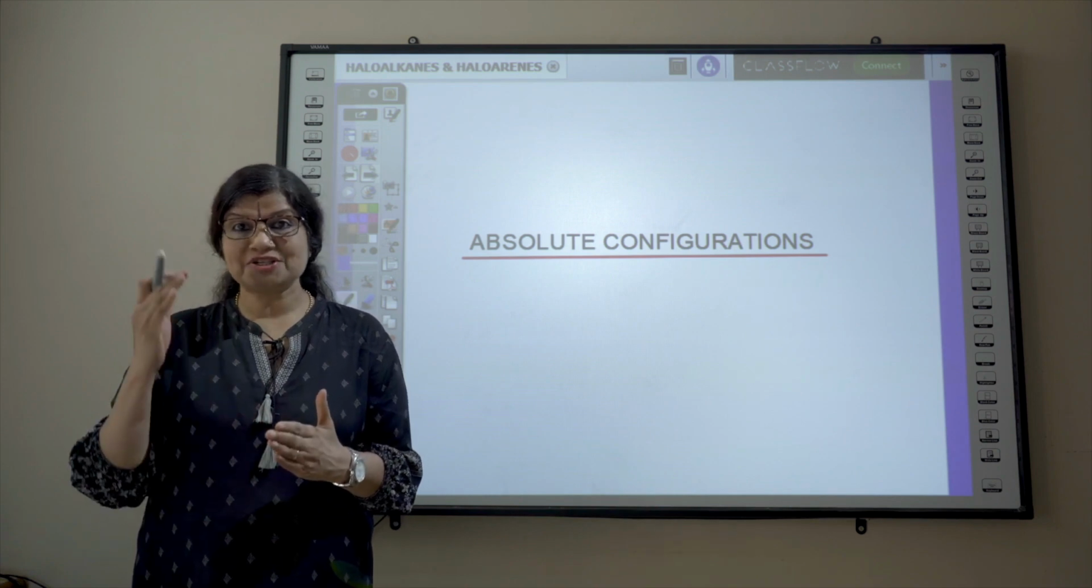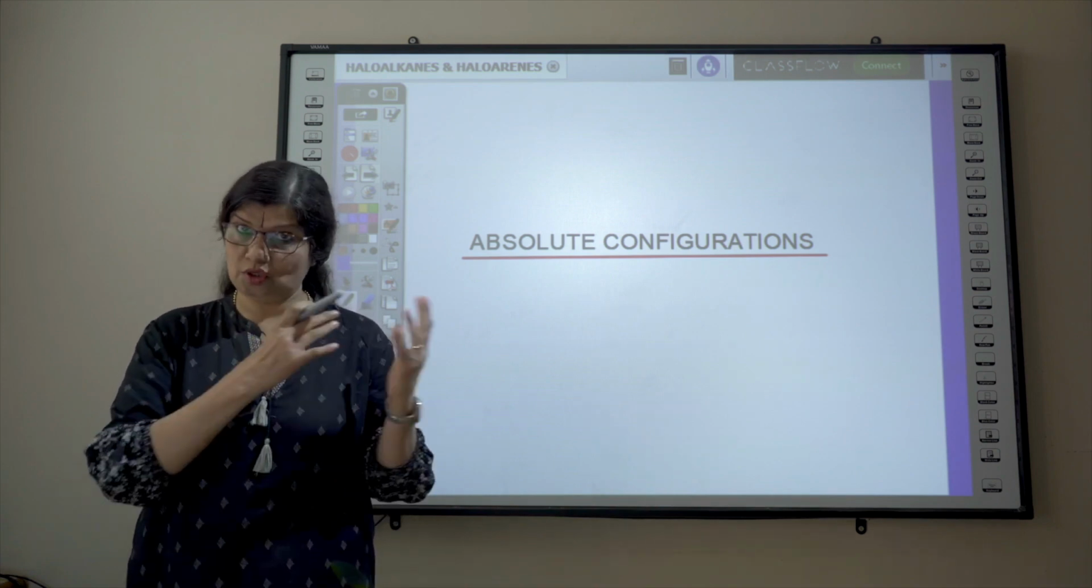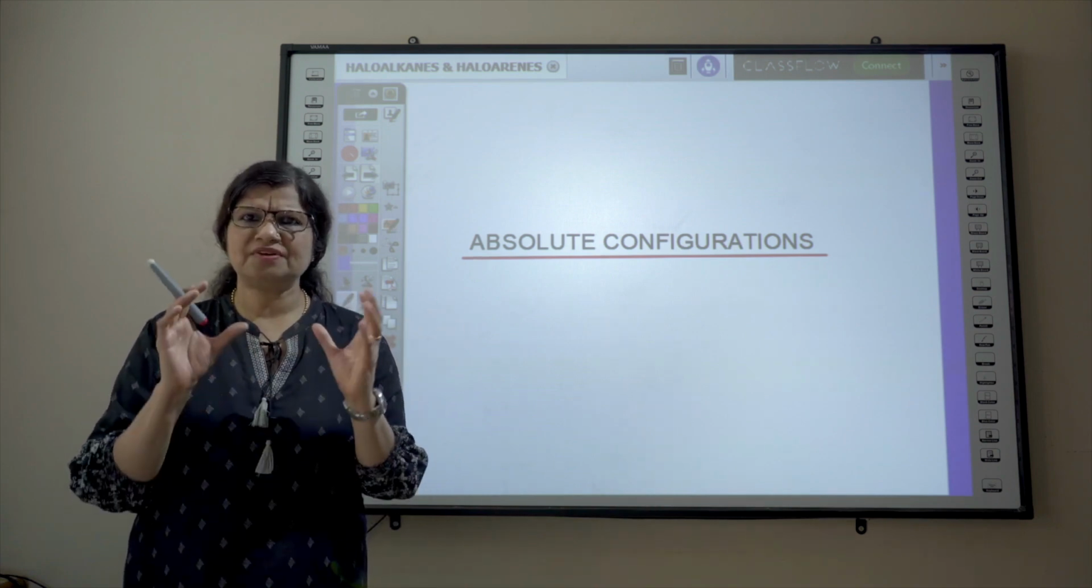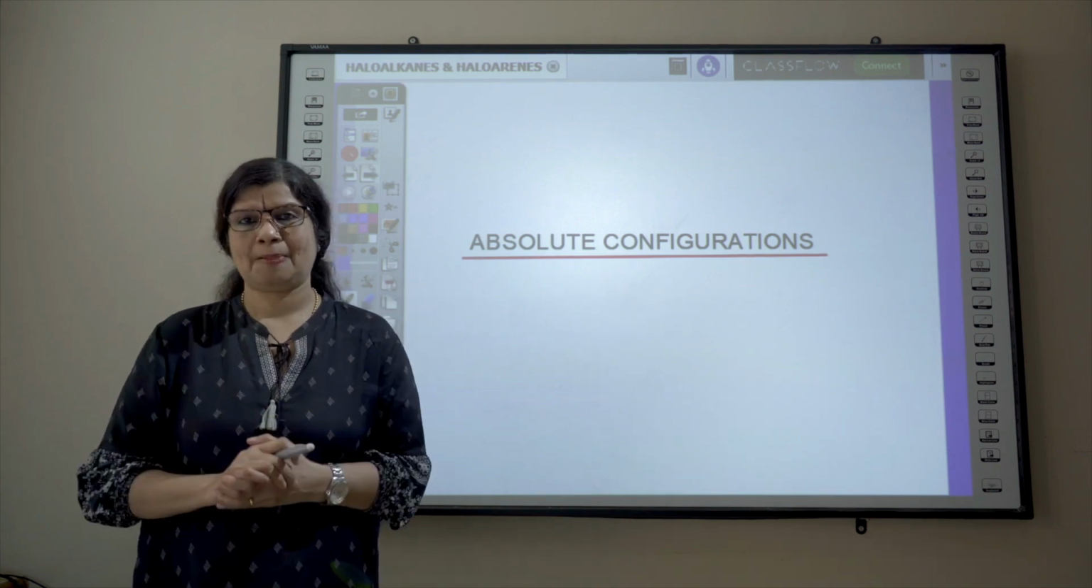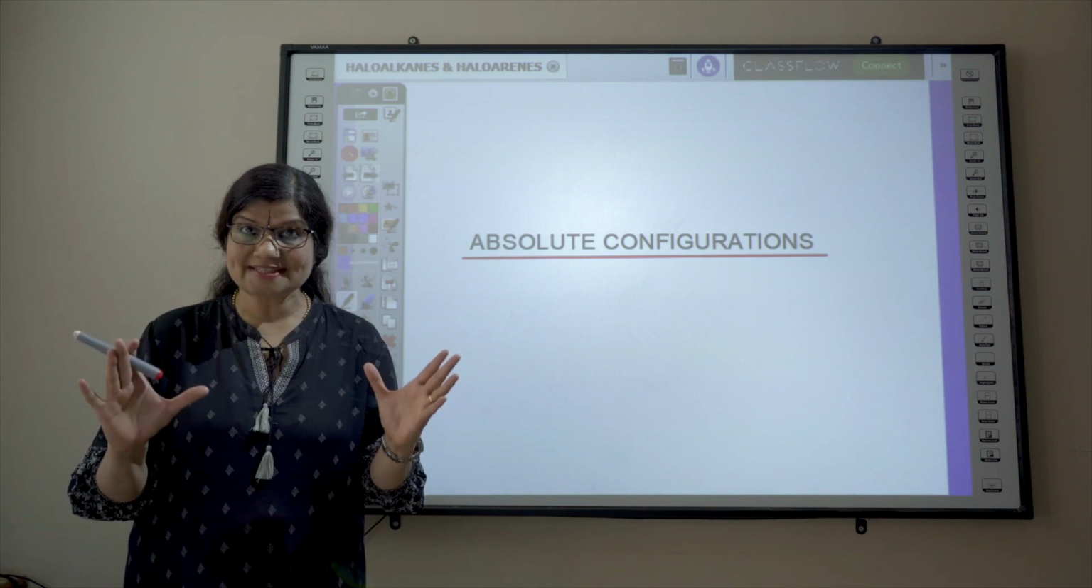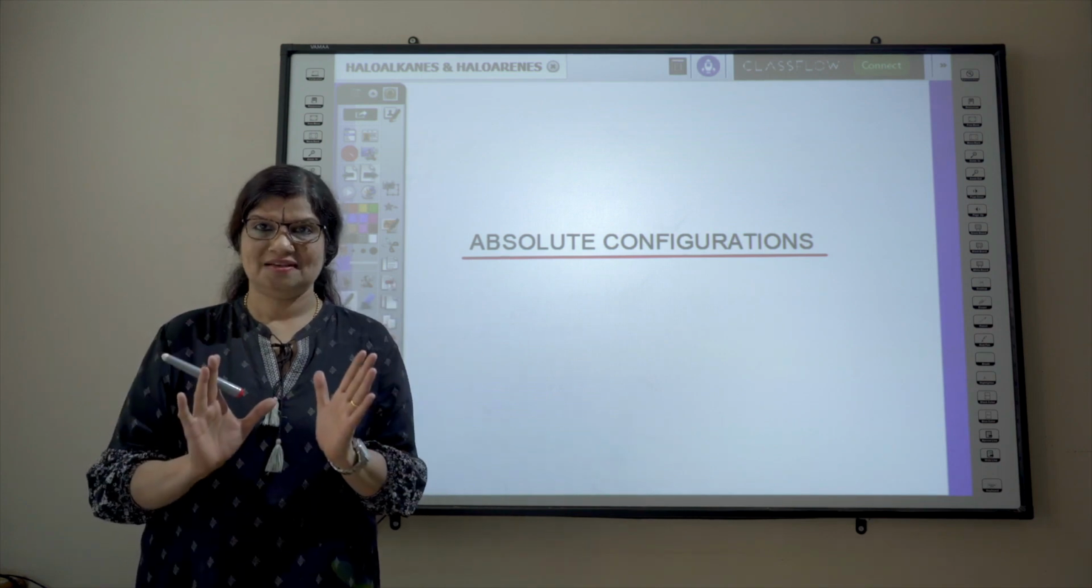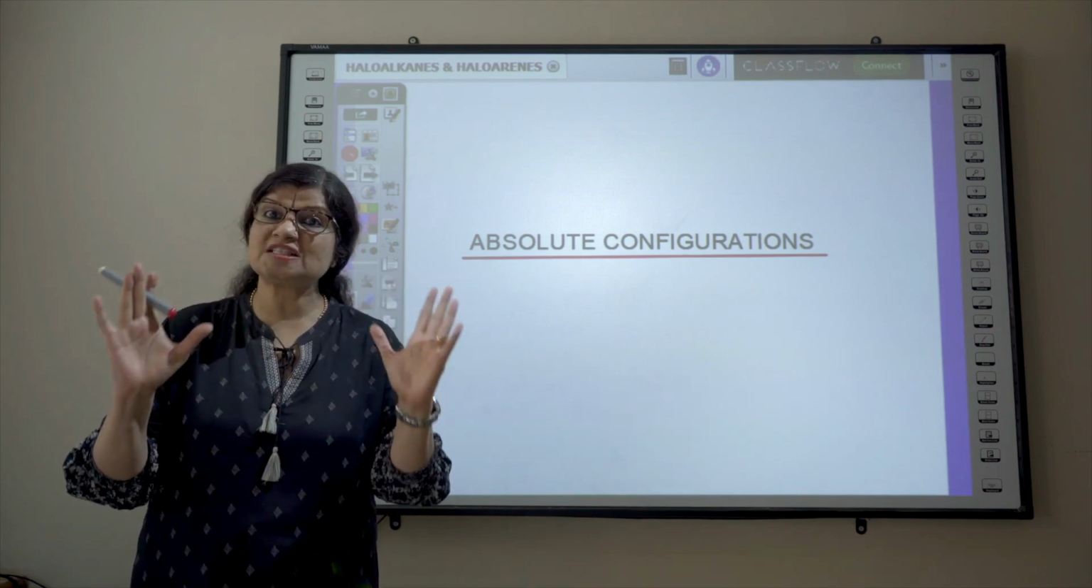Alright, now the topic of discussion in this session is absolute configuration. Before I get into the details of this topic, let me first make you clear about what is meant by configuration. Configuration means arrangement of groups in space.